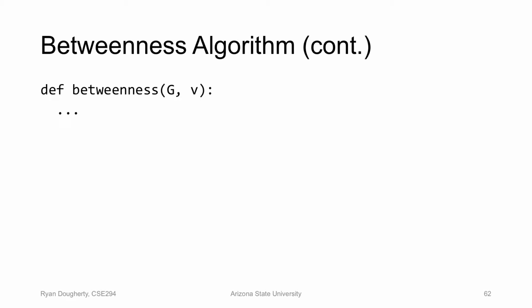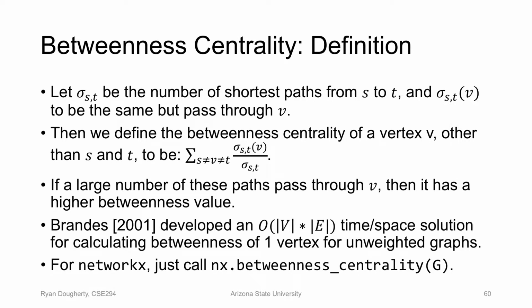But the point here is that this is our high-level goal, right? I want to calculate the number of shortest paths which pass through each of the vertices, divided by how many possibly exist. All right? Any other questions about centrality, graphs, any of this material?